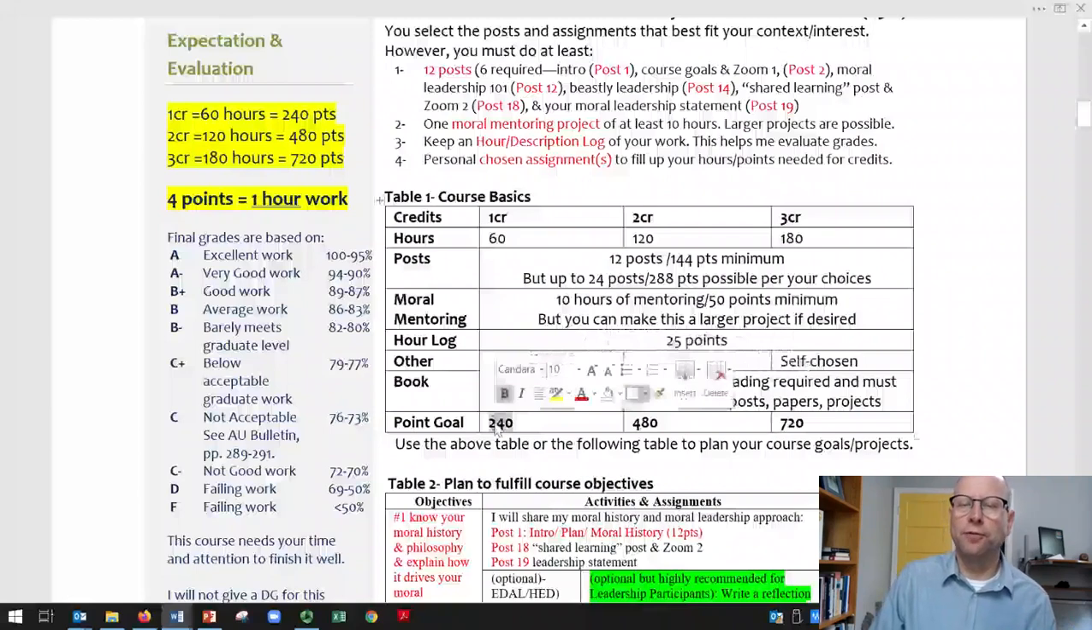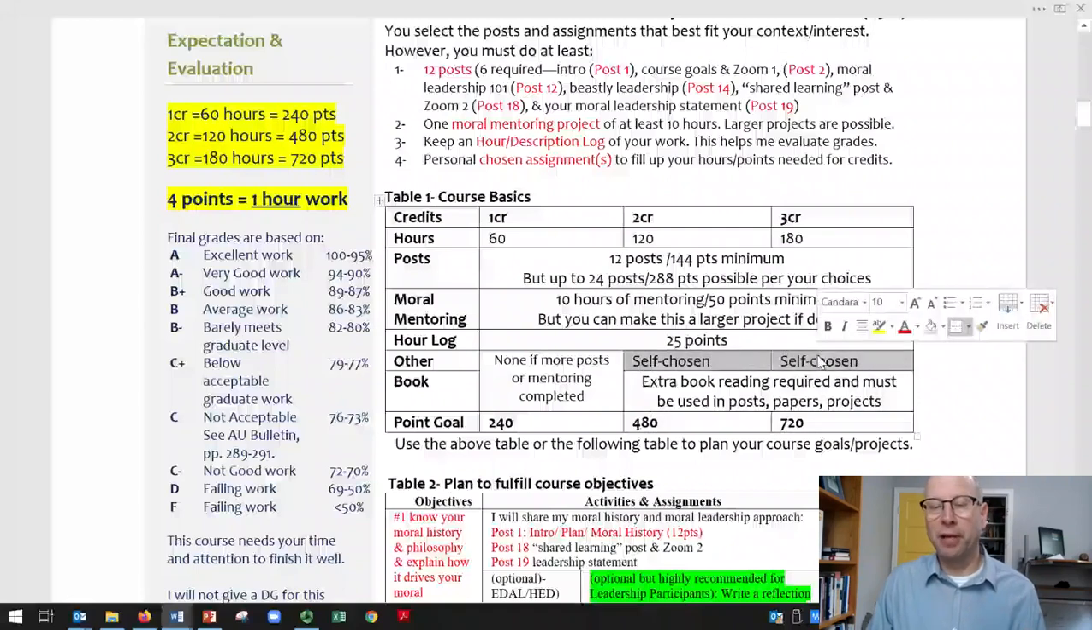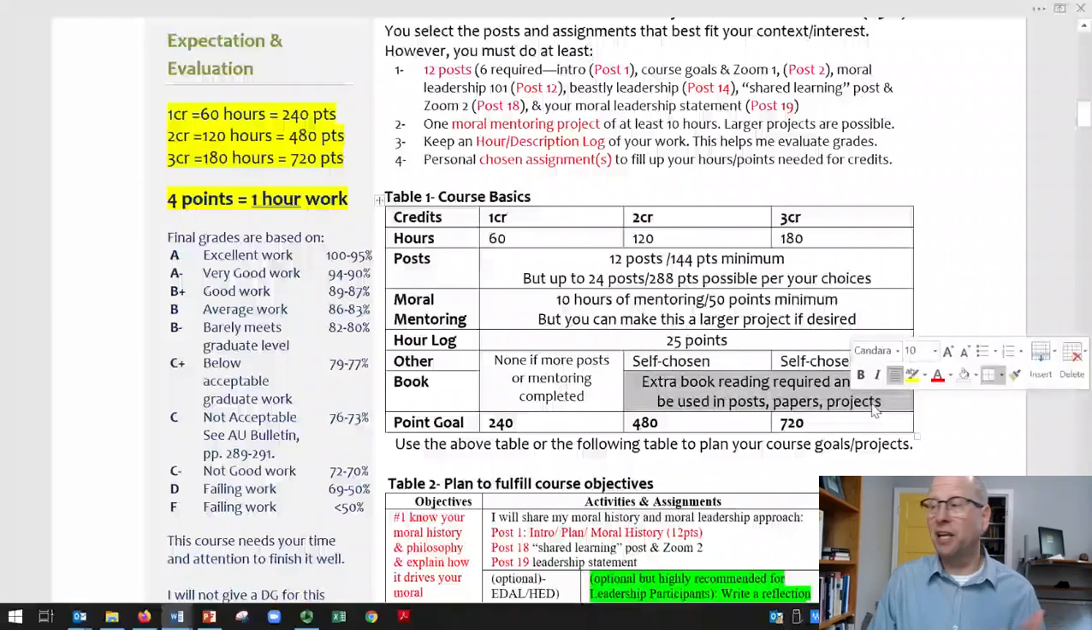for the course, 240. For those taking 2 or 3 credits, you need to have other self-chosen projects. I highly recommend working on your portfolio, competency or standard. And everybody who takes 2 or 3 credits has to read an extra book. And I have many that I can share with you.